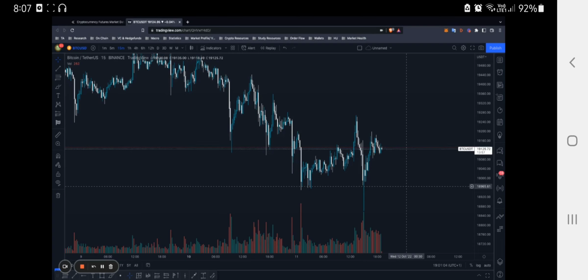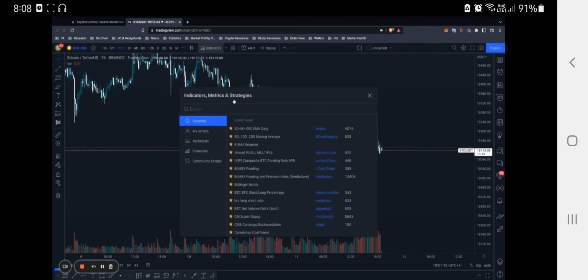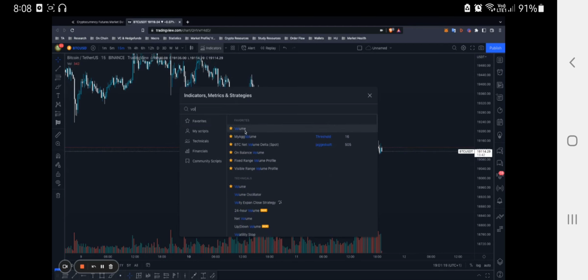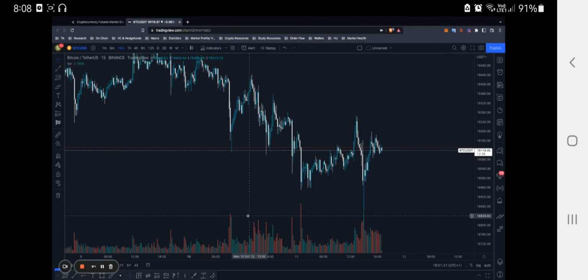Number 1, volume. All right, volume should be fairly self-explanatory to anybody who has reached this part of Scalpers University. But on TradingView, you simply go to indicators, type in volume, and add it to your chart. You can see I've already got it on the chart here. Green and red bars corresponding to down and up candles.